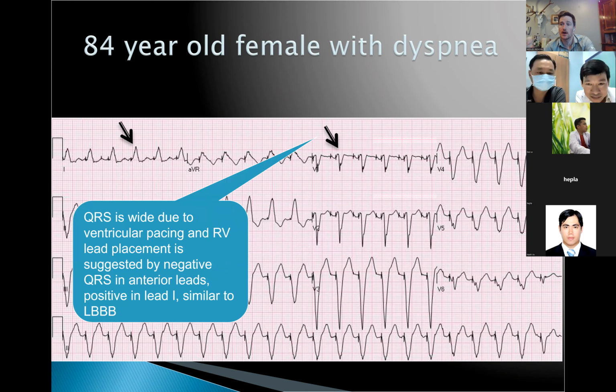Our QRS is wide. That is due to the ventricular pacing. Anytime you pace a ventricle by itself, you're going to have a wide QRS. It is suggested that the placement of the lead is in the RV. The way we can figure that out is by a negative QRS in the anterior leads and a positive one in lead one, similar to a left bundle branch block. So that's how we know that the lead is placed in the RV.